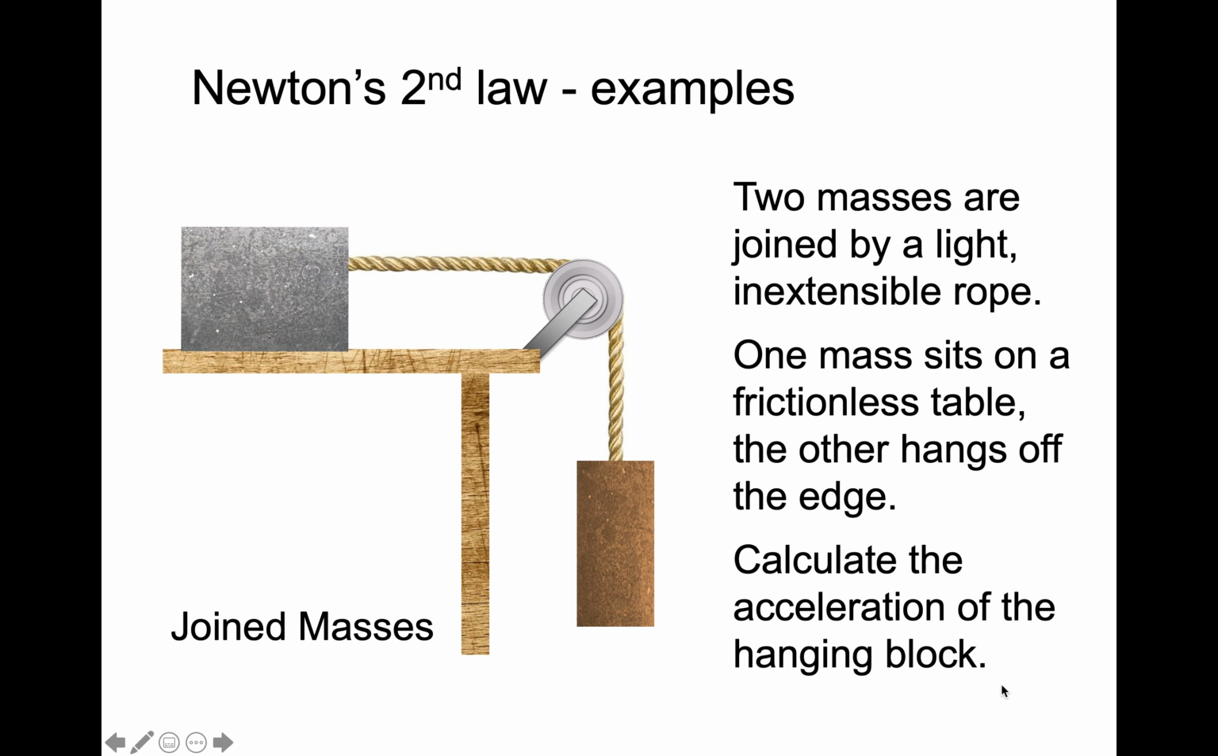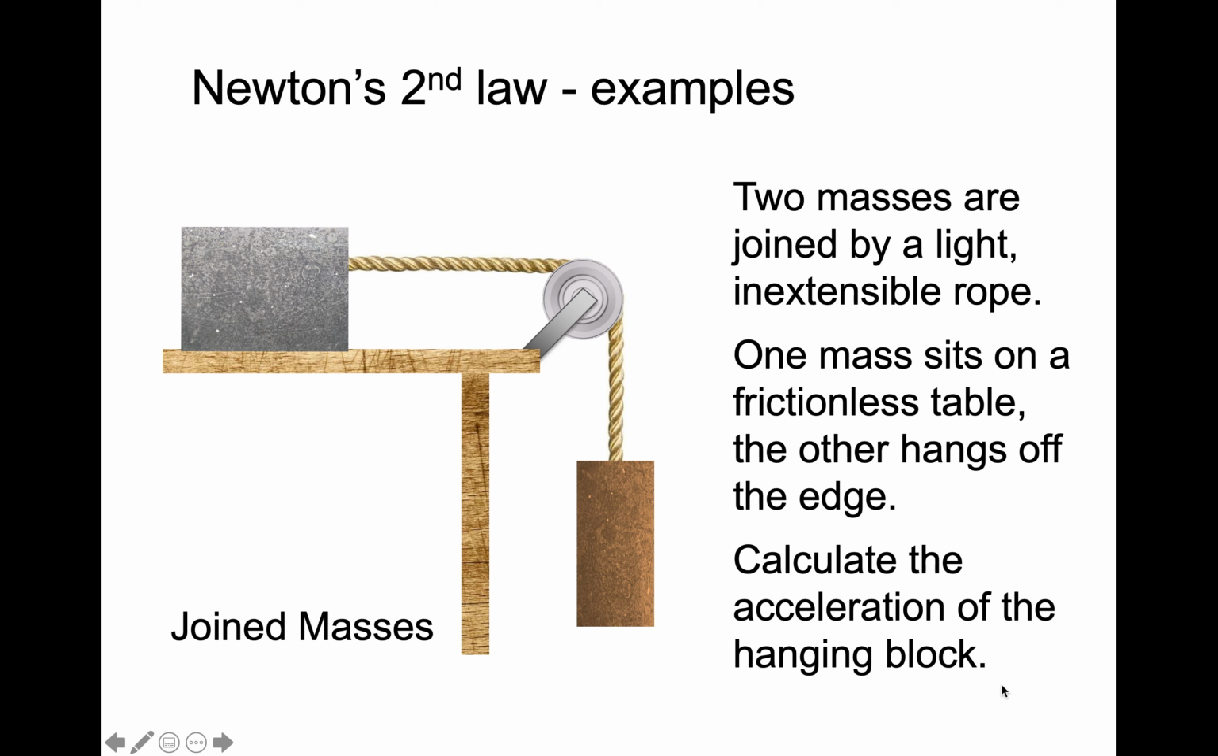Okay. Oh, I forgot. There's another example. Two masses are joined by a light inextensible rope. One mass sits on the table and one hangs off the edge. Calculate the acceleration of the hanging block. Well, here is an interesting one, because the weight that's being hung is being pulled down. It's moving down and it's being pulled down.